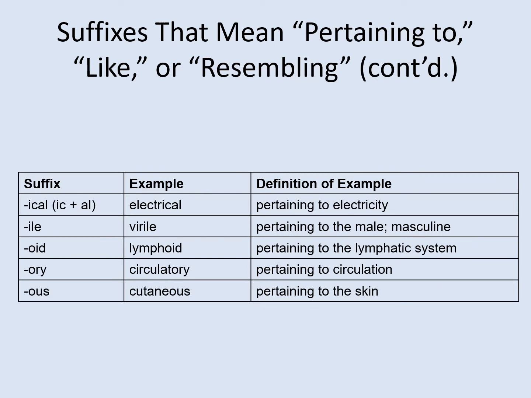And here are some more examples of pertaining to or like. Ical, electrical; ile, virile; oid, lymphoid. All of these are pertaining to. Circulatory and ous, cutaneous. These are all pertaining to whatever root you're putting in front of it.